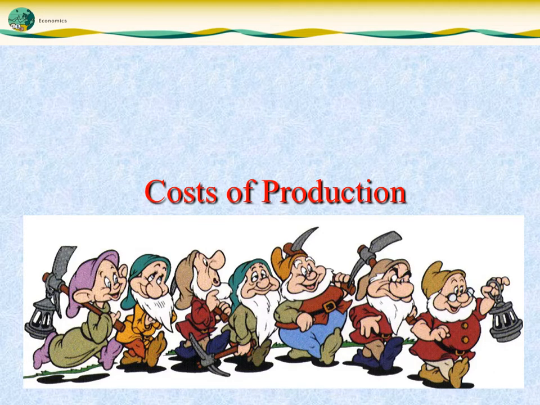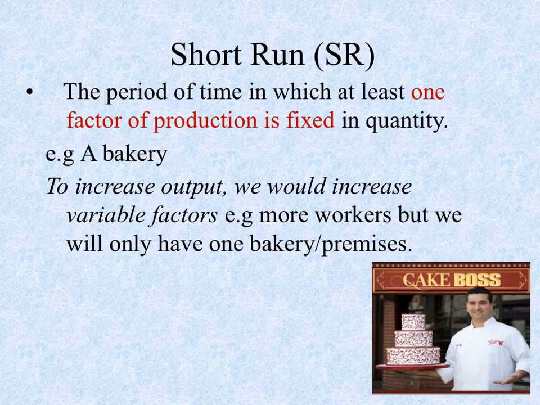Today we're going to look at the costs of production. So first of all, the short run. You've often heard me talk about the short run and the long run when we're talking about a firm or an industry. The short run is the period of time in which at least one factor of production is fixed in quantity. So for example, we have a bakery.